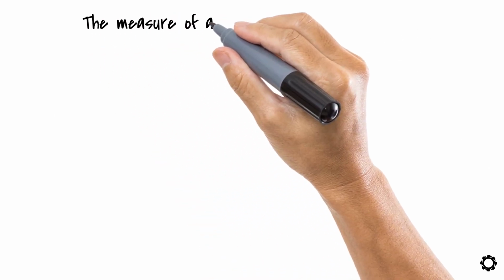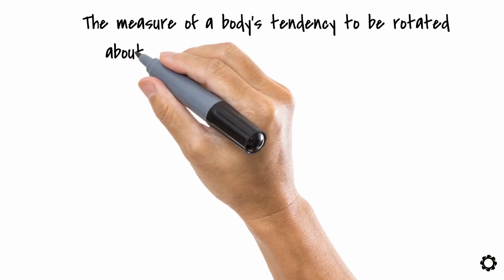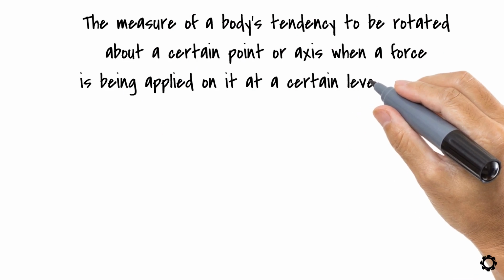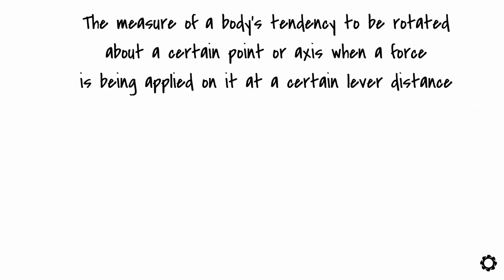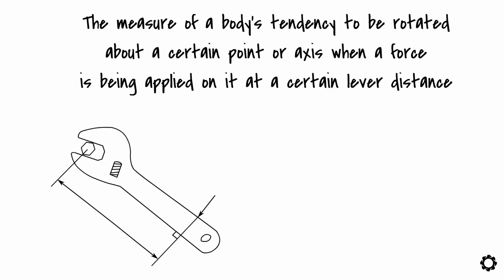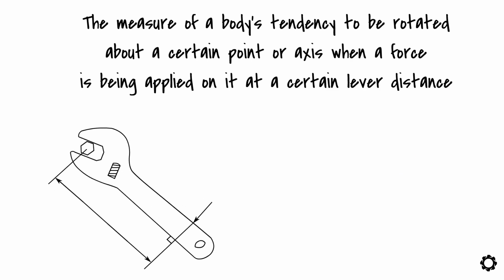Well, the moment of a force is the measure of a body's tendency to be rotated about a certain point or axis when a force is being applied on it at a certain lever distance. Think about how a wrench works. When you're applying a force on it, it will tighten the bolt or the nut. What causes this? It's the moment of a force.